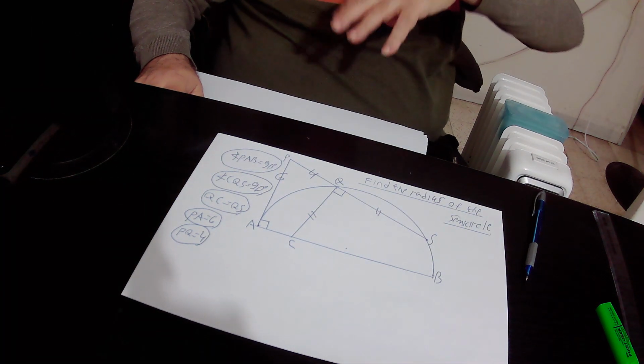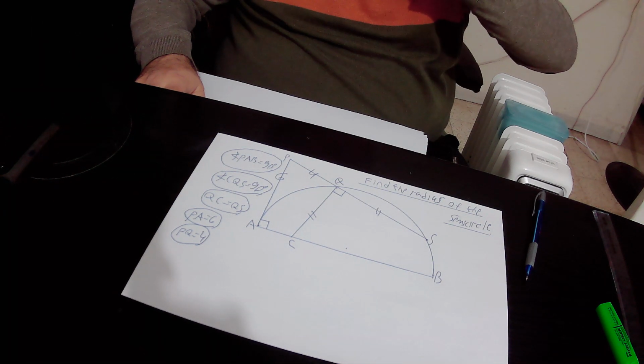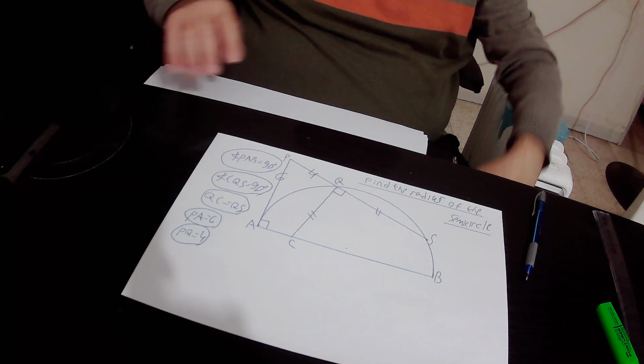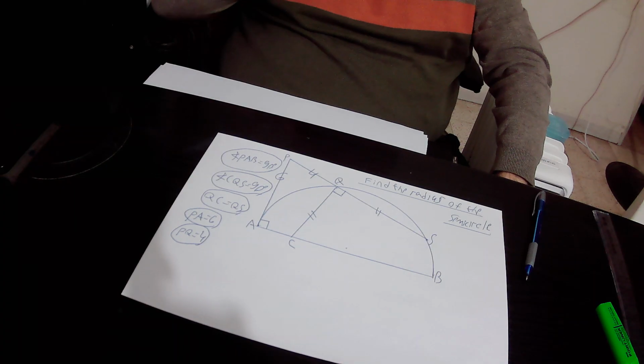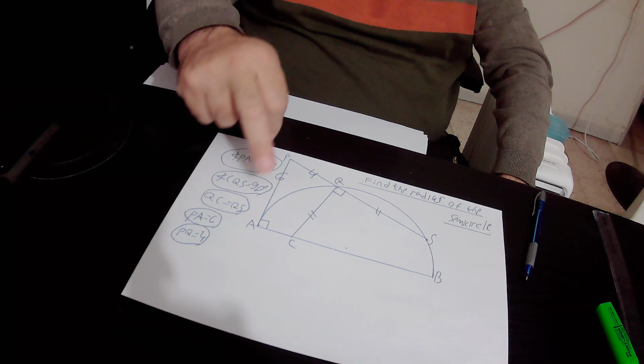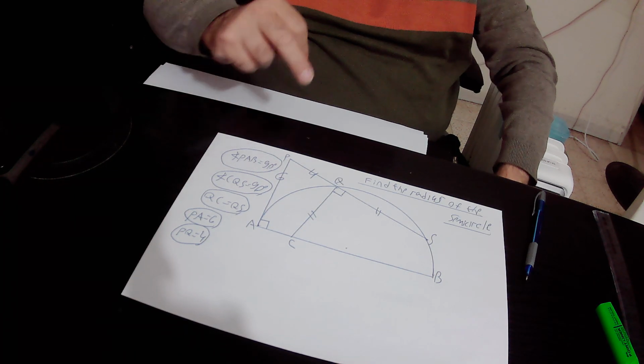Hello, in this lecture we find out the radius of the semicircle. In the drawing we have a semicircle. Line segment PA is tangent to the semicircle at point A. We know that line segment PA equals 6 units in length.